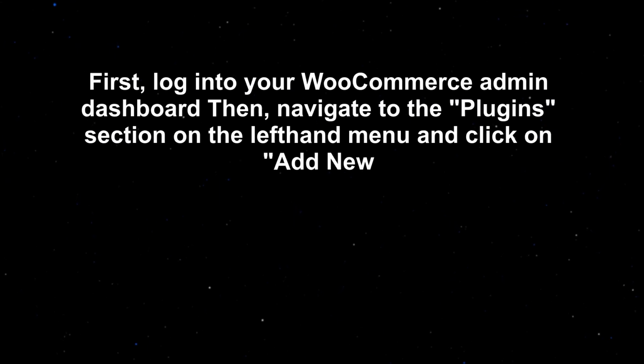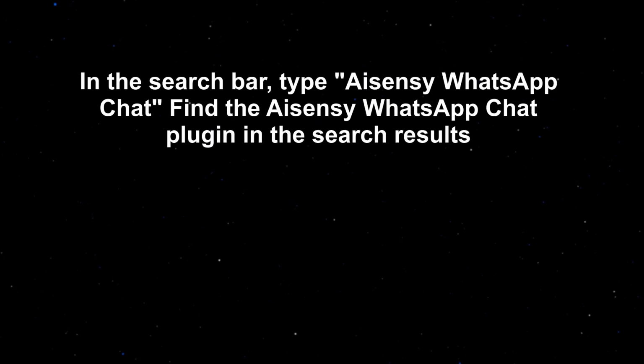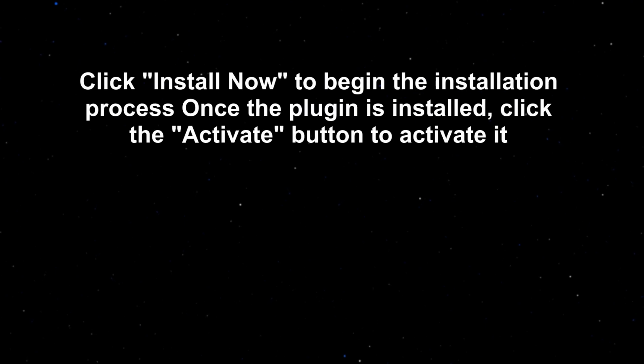Let's get started. First, log into your WooCommerce admin dashboard, then navigate to the plugin section on the left-hand menu and click on Add New. In the search bar, type AiSensy WhatsApp Chat. Find the AiSensy WhatsApp Chat plugin in the search results. Click Install now to begin the installation process. Once the plugin is installed, click the Activate button to activate it.